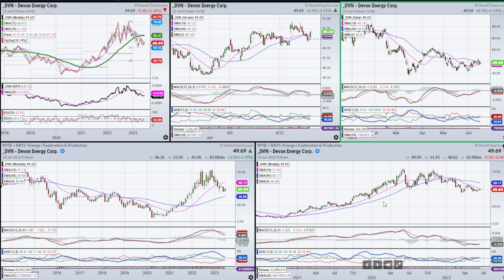Okay, let's look at DVN. So DVN has gone through a correction with a lot of energy stocks, and I think it's overrun the 18-month a little too much. I think what's going to end up happening here is, yeah, we could rally up and then maybe come back down. This is going to need to work its way back down to zero now, I think.